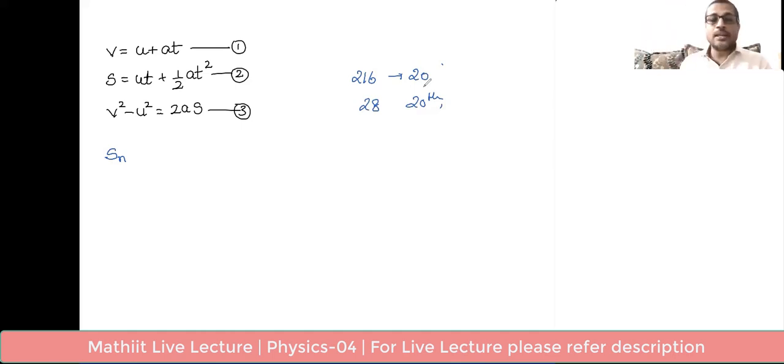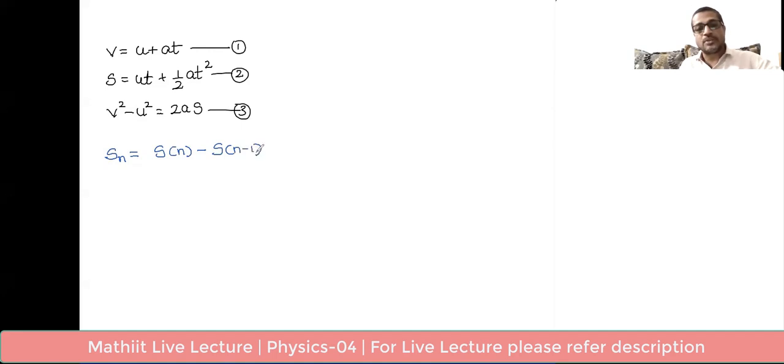Okay. What this equation 2, S is equal to ut plus half at square, gives us is the total distance covered in a time t. It doesn't tell us how much distance was covered in the 5th second or 6th second or 10th second. Our job now is to calculate the distance traveled in the nth second, not in a total of n seconds. So what trick will we use here? In order to calculate the distance traveled in the nth second, just calculate the distance traveled in n seconds, and out of that, subtract the distance traveled in n minus 1 seconds.